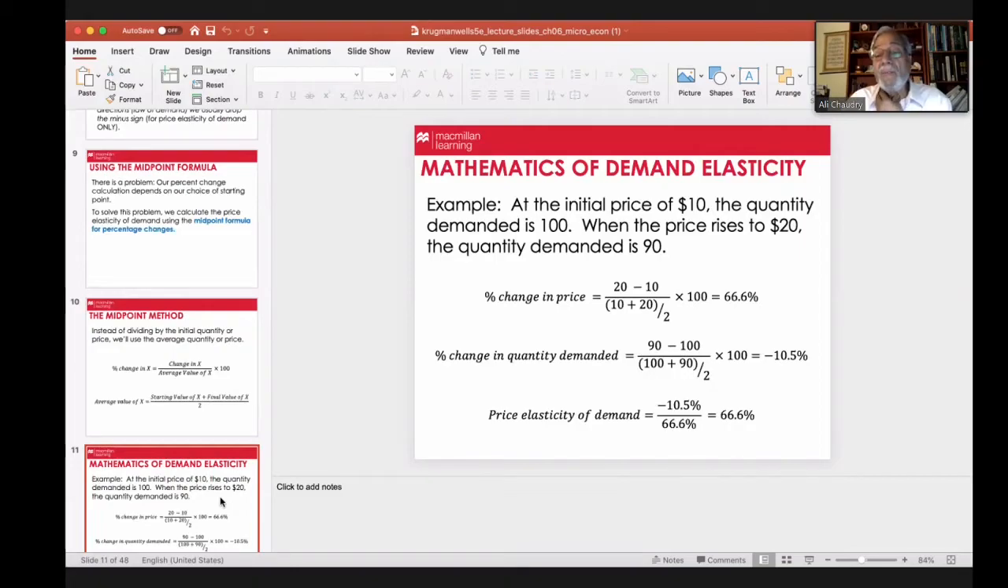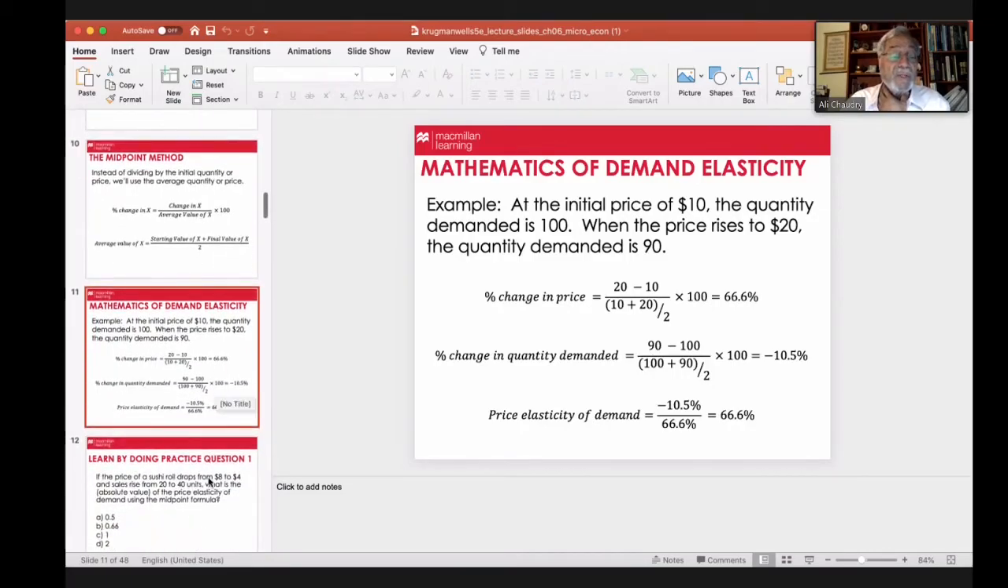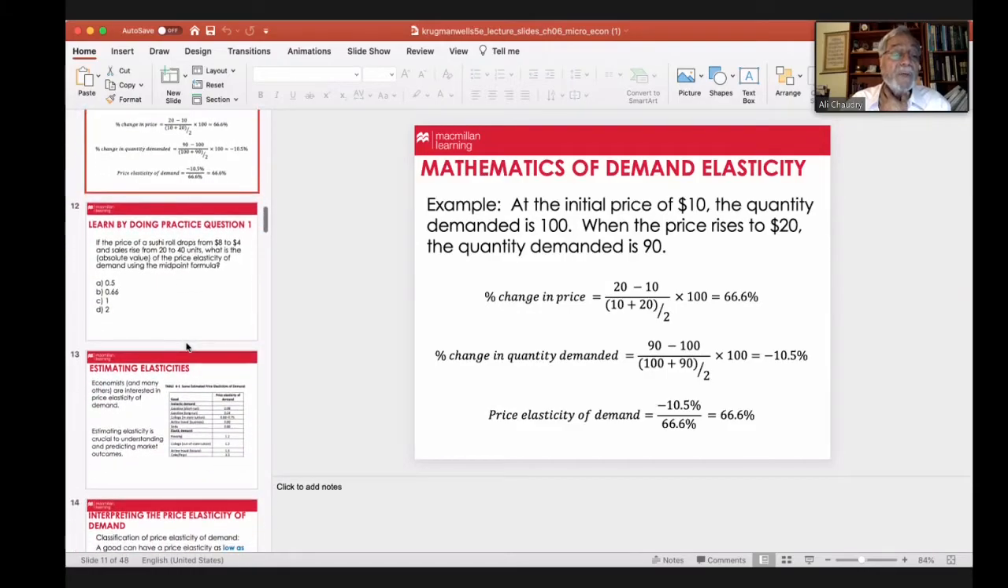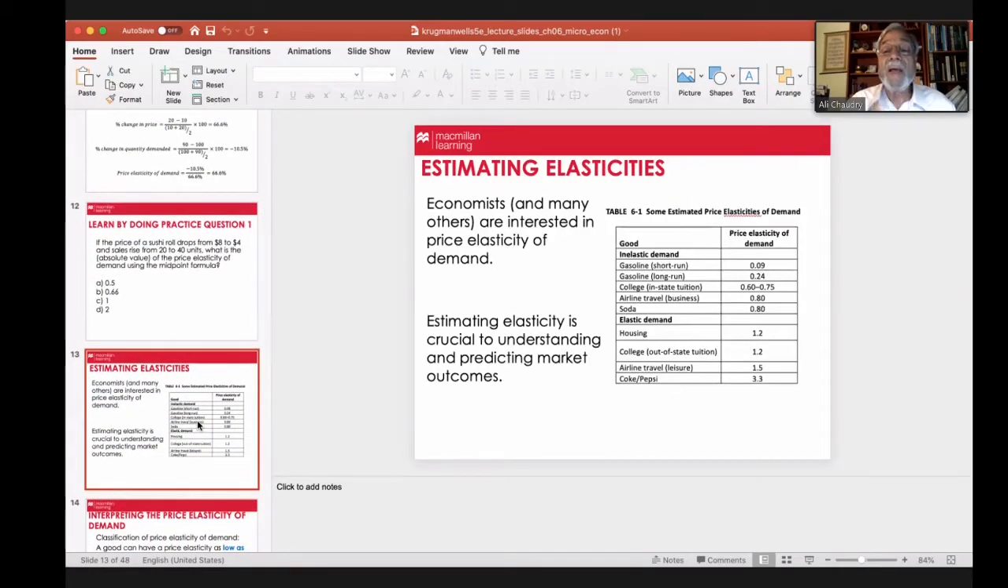We see the new quantity minus old quantity, divided by the sum of those two divided by 2, to calculate the percent change in the price. Percent change in quantity, same thing. And then we calculate the elasticity from that. So that is the point that I wanted to make, to make sure that you understand what those are, the difference between different measures of elasticity.